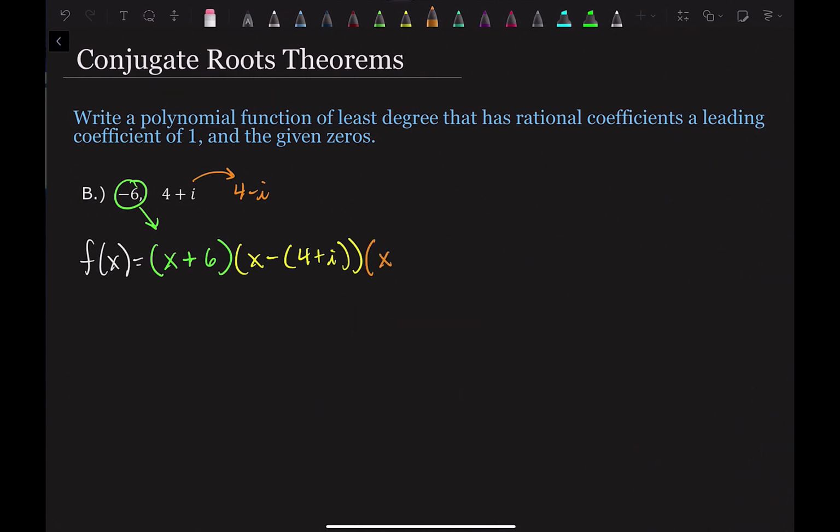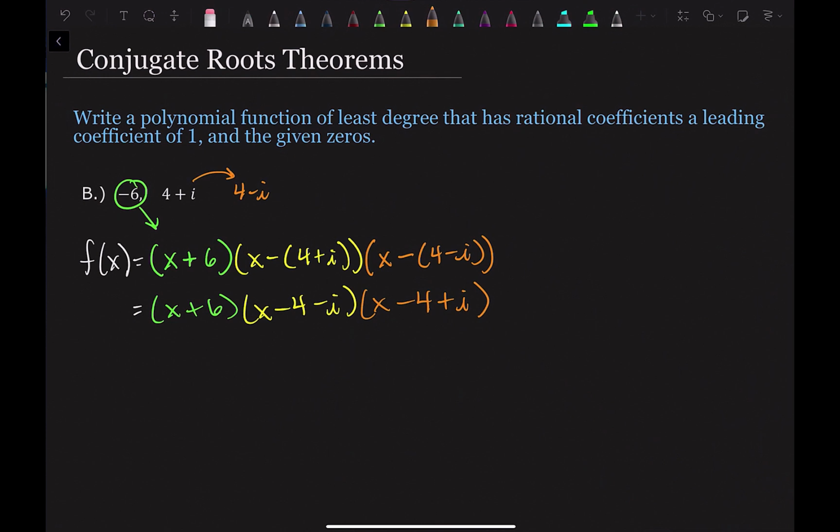So I'm also going to add x minus the 4 minus i we just came up with. I'm going to follow most of the same steps. I'll speed up parts of the video to keep it a little bit shorter. And the first step is to clean up all those parentheses. All right, so that step should look familiar.